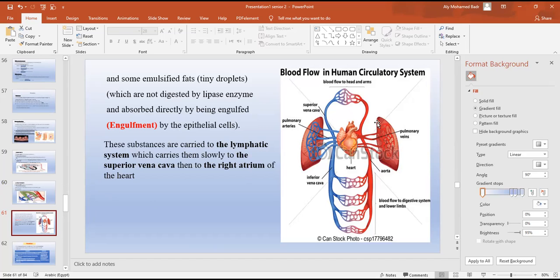This is how it looks. The oxygenated blood comes from the heart, goes to all body systems, then exchanges through the blood capillaries. They take the oxygen and remove the carbon dioxide, then return through the veins to the heart. This is the lower part of the body and this is the upper part of the body.